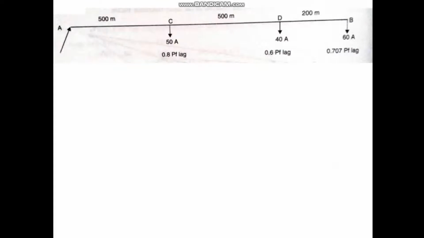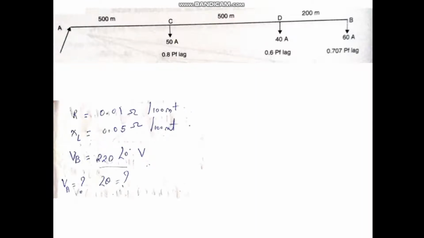So once again for the reference I have taken the figure. Resistance is given to be 0.01 ohms per 100 meter and inductance is 0.05 ohms per 100 meter. Far end voltage VB is given to be 220 volts and VA is to be found out with the phase angle. So this is the given data.